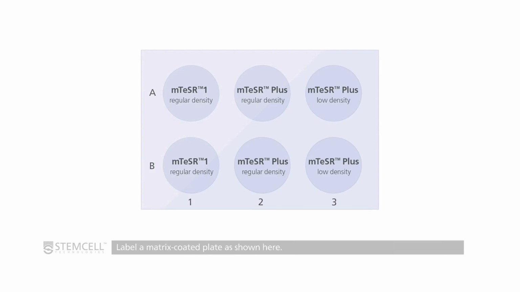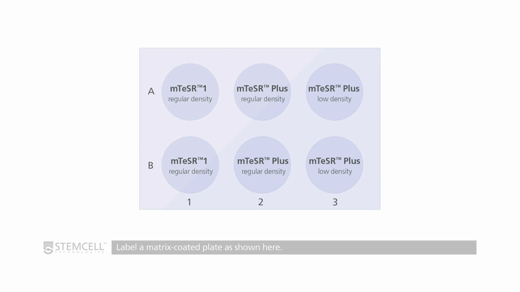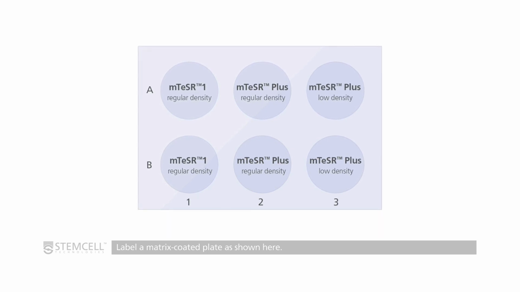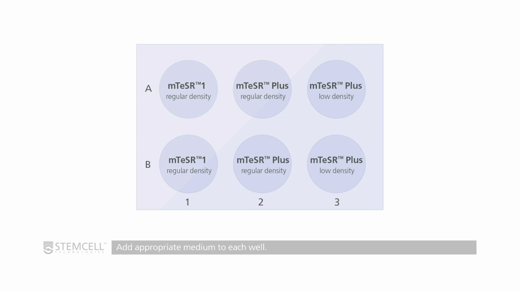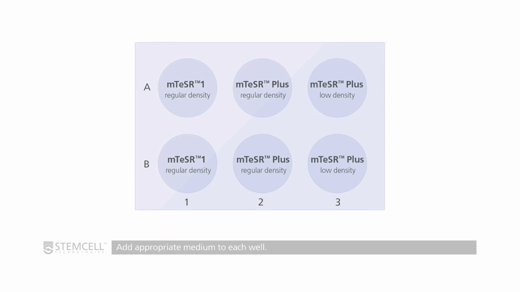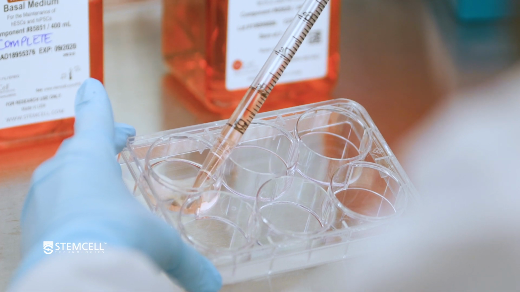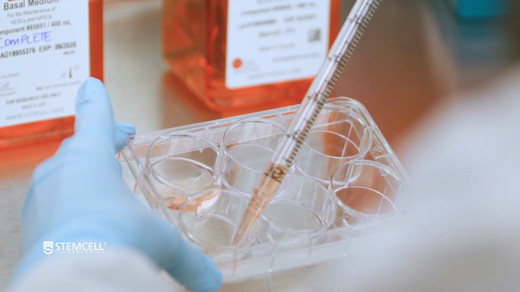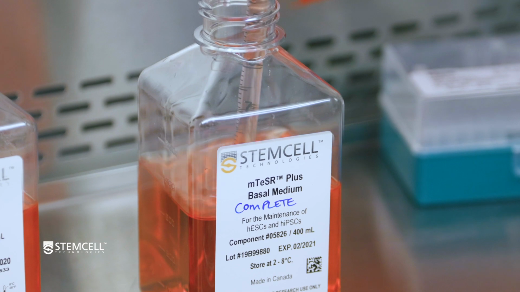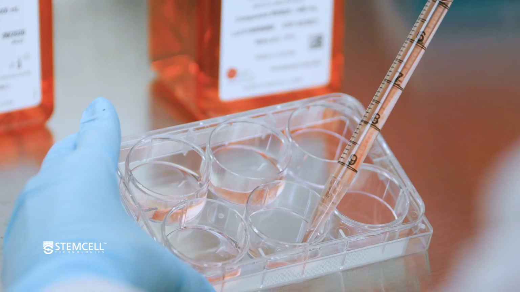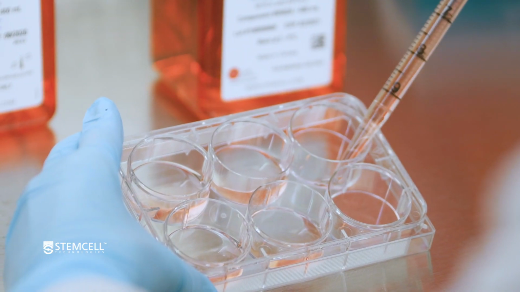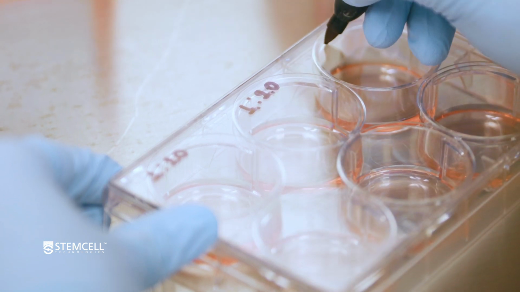Label a Corning Matrigel or Vitronectin XF-coated 6-well plate, as illustrated here. Add 2 milliliters of the appropriate medium to each well of the plate. So for wells in column 1, add 2 milliliters of mTeSR1 or whichever feeder-free medium is currently being used. For wells in columns 2 and 3, add 2 milliliters of mTeSR+. Plate the cell aggregate mixture as follows.